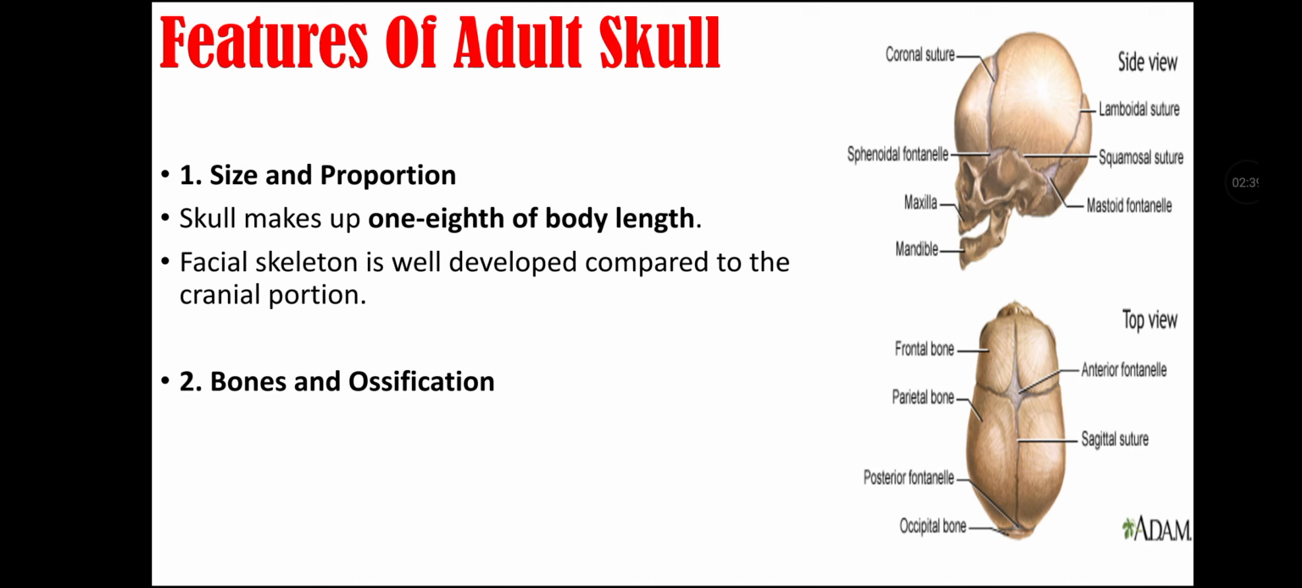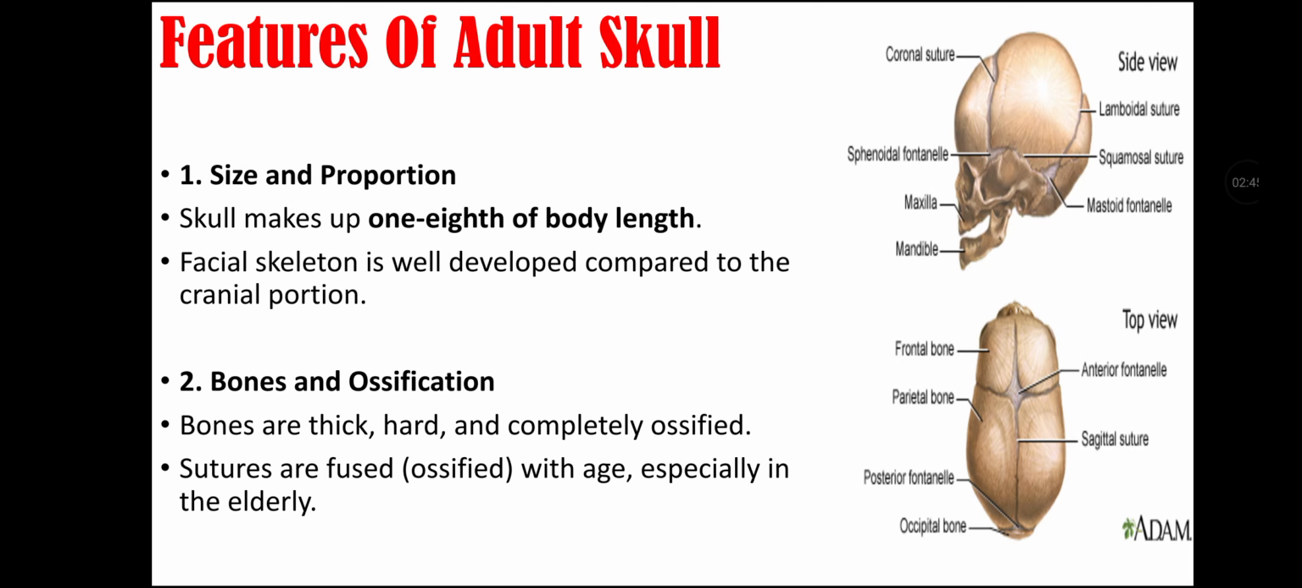Bones and ossification in adult skull. In adult skull, bones are thick, hard, and completely ossified. Sutures are fused with age, especially in the elderly.